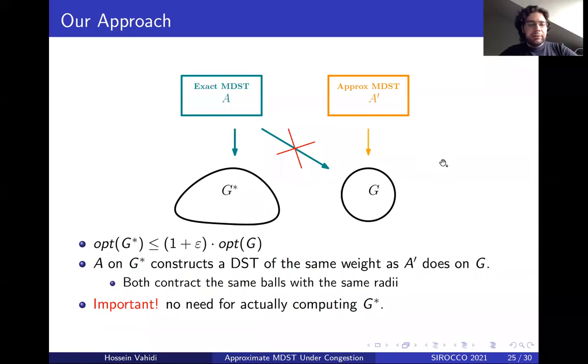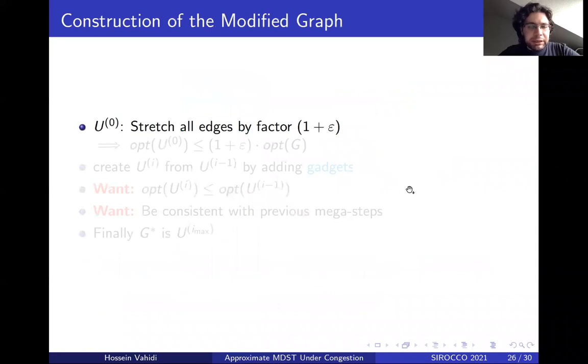Okay, let's see how the construction of this modified graph works. So we go in step by step, mega step by mega step, and look at what the approximate algorithm is doing on the original graph, and gradually add gadgets to the modified graph to make sure that up to mega step I, both of the algorithms are making the same decisions, contracting the same balls and nodes.